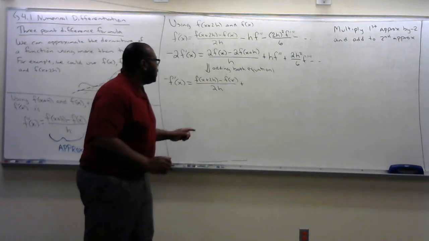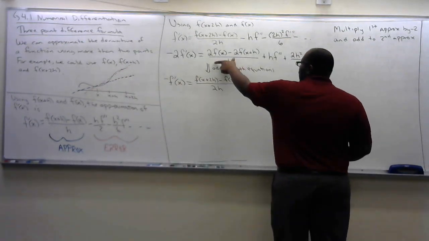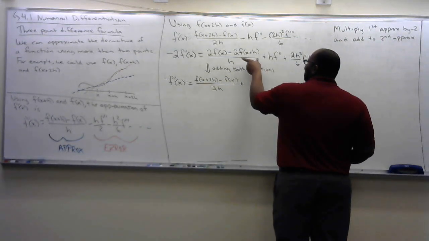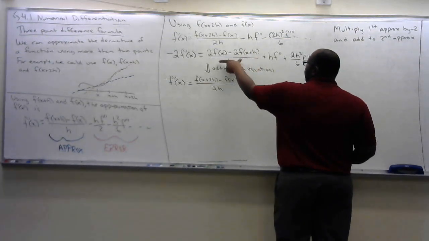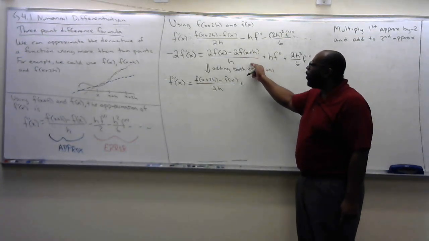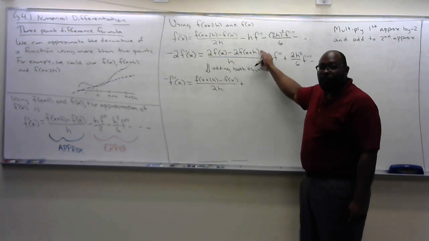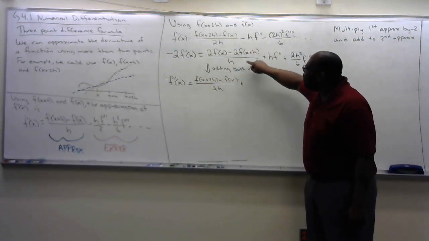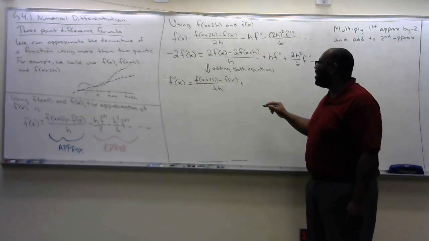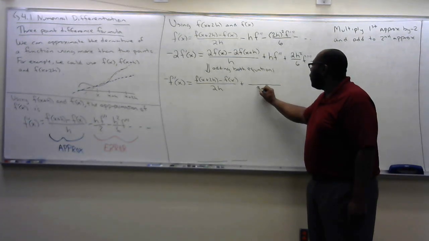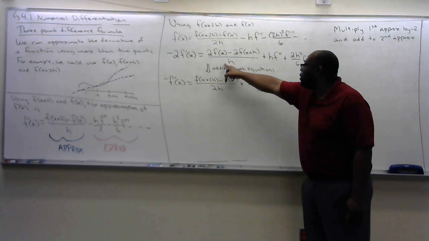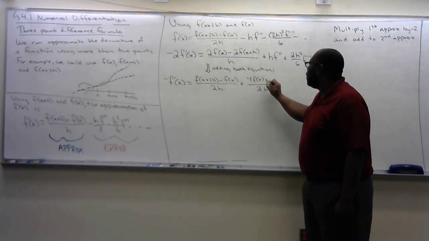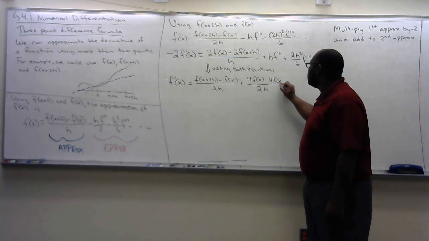Plus, now this term comes down here. Notice that I have a 2h at the bottom of my first fraction. It'd be nice to have a 2h at the bottom of this fraction as well. To get that, I need to multiply by 2, top and bottom, so I can get a 2h there. So let's do that. Multiply the bottom by 2, multiply the top by 2, I get 4 f of x minus 4 f of x plus h.